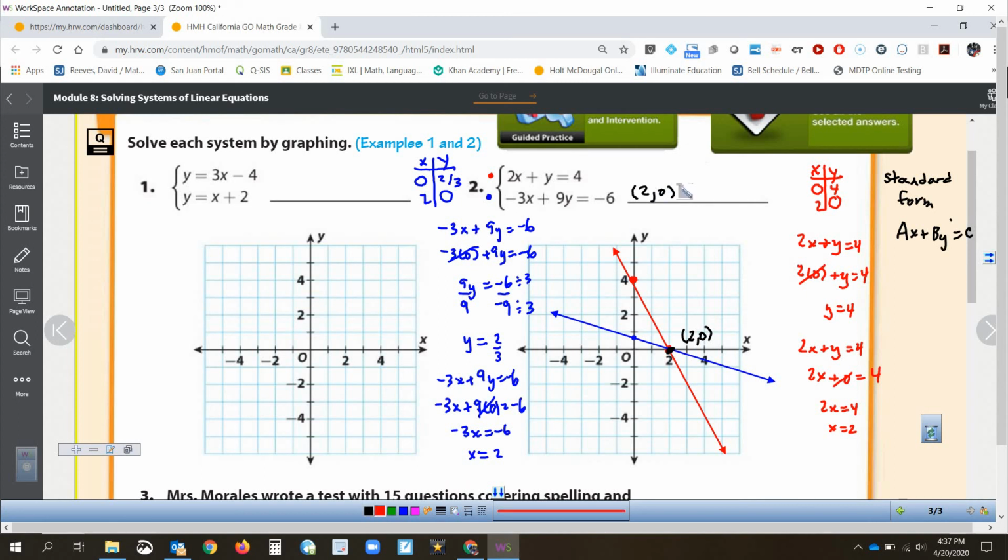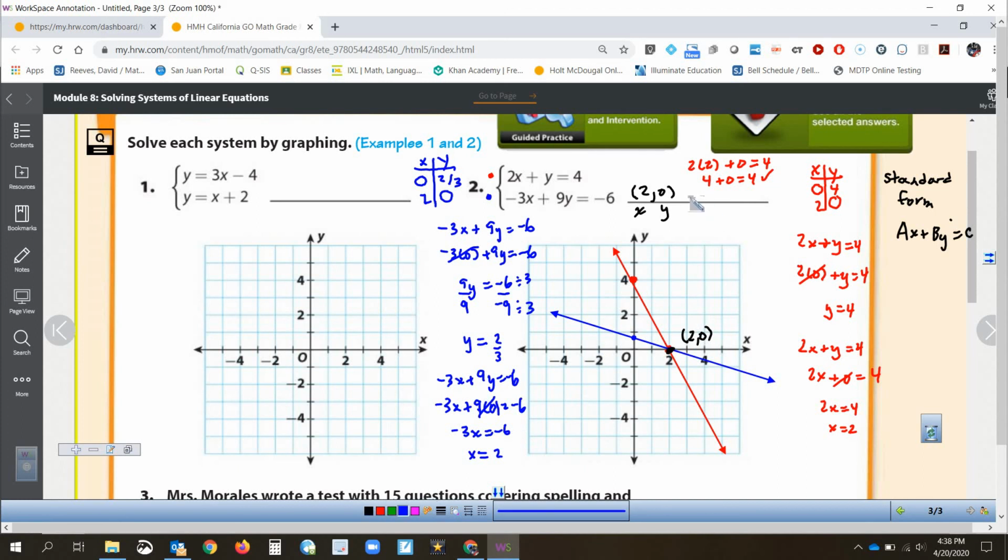So I'm going to check the first one. Again, x is 2 and y is 0. So I'm going to go up to that first equation. 2 times, and right here I'm going to put 2. 2 times 2 plus 0 is supposed to equal 4. Well, 2 times 2 is 4. Does 4 plus 0 equal 4? It does. So that proves it makes the first equation, or the red equation, true.